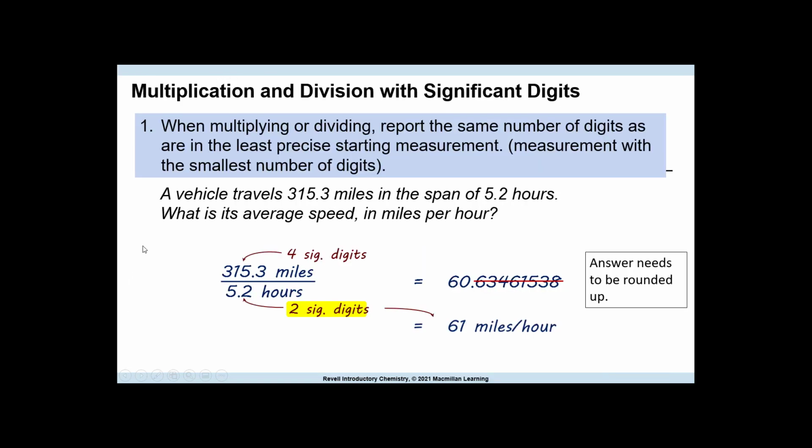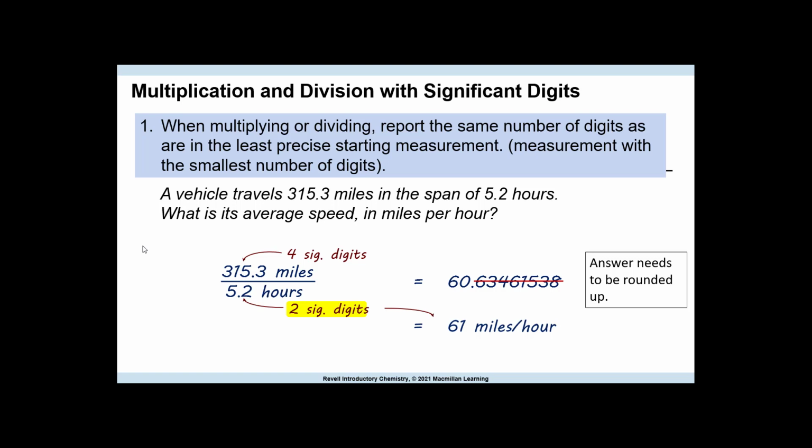All right, now we're going to get to multiplication and division rules. These rules, again, are rules that need to be understood. You will not get an answer right just because you think you did. If you don't follow the rules, that's not right. This is foundational stuff. These multiplication division rules are actually not that bad to understand. It's addition and subtraction students have a hard time with. So the rules here, when multiplying and dividing, report the same number of digits as the least precise starting measurement. What does that mean?